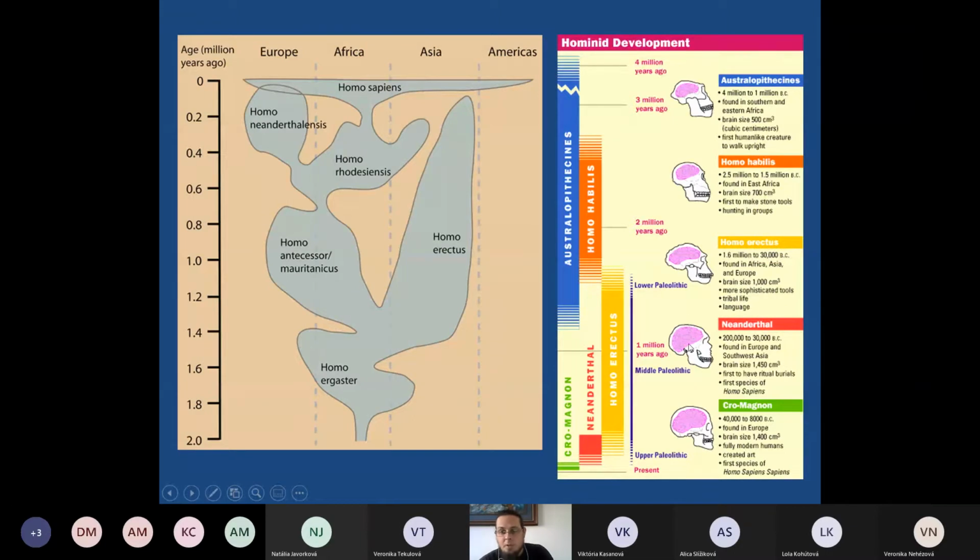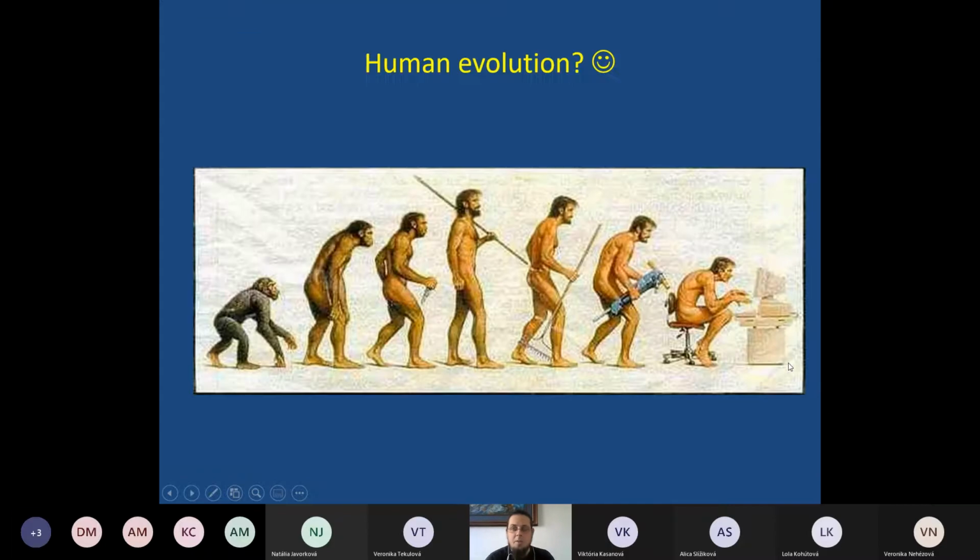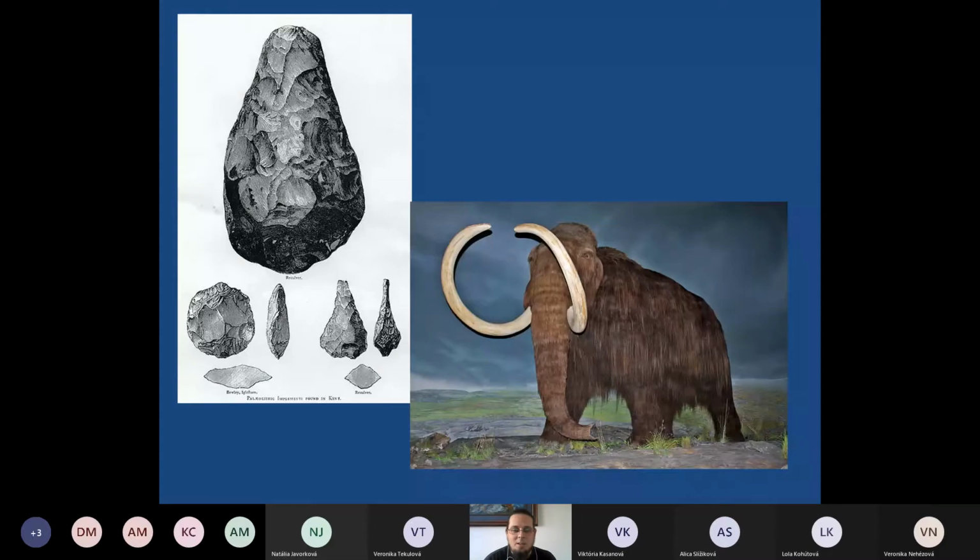Neanderthal people, look at his brain, is much bigger, about 1450 cubic centimeters compared to 1400 for Cro-Magnon people. So ritual burials and so on, first species of Homo sapiens, and finally Cro-Magnon people in here. And art is probably the thing. How the evolution will go on, if you don't know, these are computers from the 1990s. Okay, so that's, I think.